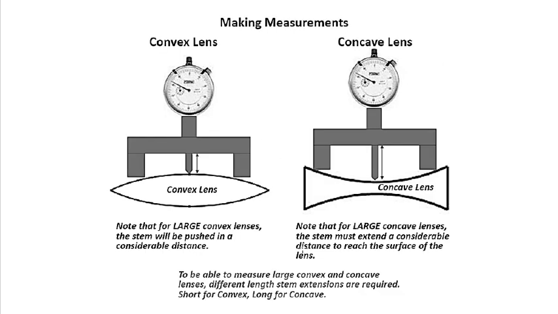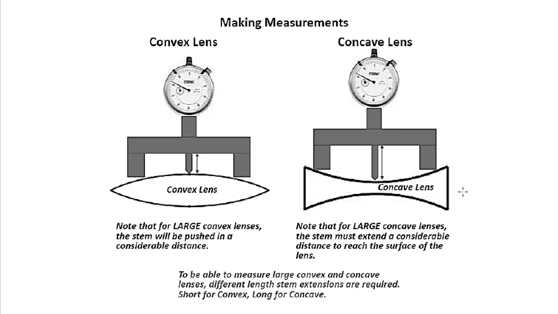Then when you have to deal with large lenses, for a large convex lens, the height of the lens is going to increase, so it's going to push the stem up. Therefore you're going to have to choose a short stem to measure the large convex lens.